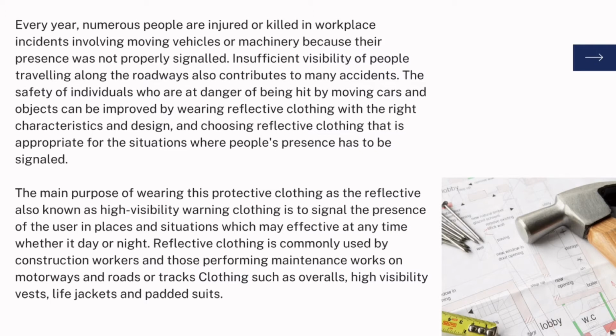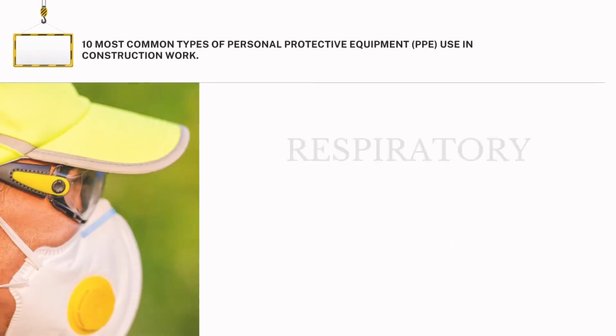By choosing reflective clothing that is appropriate to the situation, people present can be signaled. The main purpose of wearing this protective clothing, also known as high visibility warning clothing, is to signal the presence of the user in places and situations where it may be effective at any time, whether night or day. Reflective clothing is commonly used by construction workers and those performing maintenance work on the motorway, road, or track. The clothing includes overalls, high visibility vests, light jackets, or padded suits.